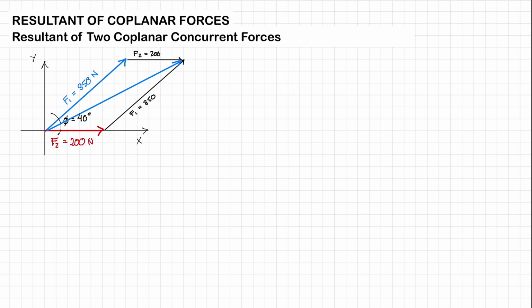So, maybe we should isolate this triangle, but first let's identify some angles. If this is 40 degrees, this one should also be 40 degrees, right? So let's write down our angle. This one is also going to be 40 degrees. And if this one is 40 degrees, this one is going to be 180 minus 40, that's going to be 140 degrees. Right? So let's isolate that triangle.